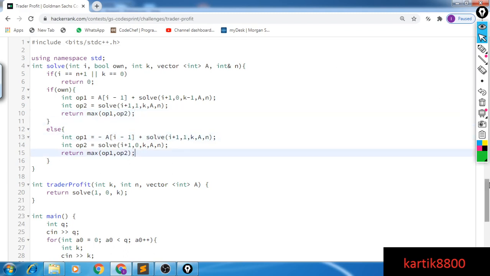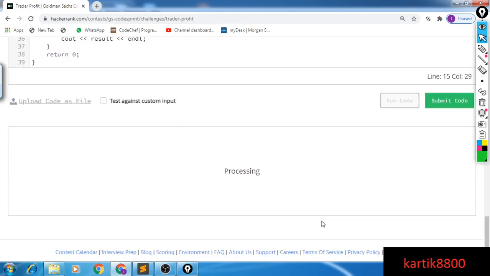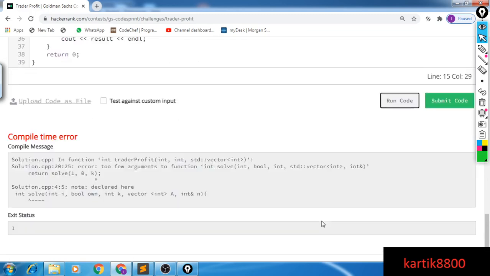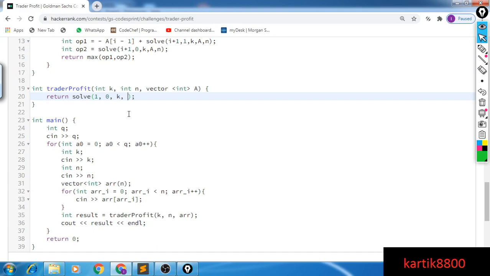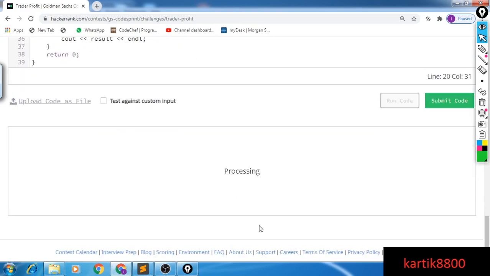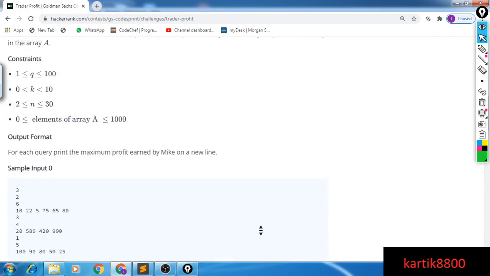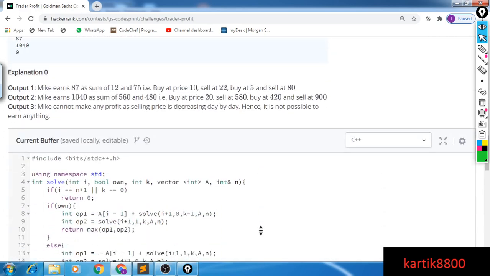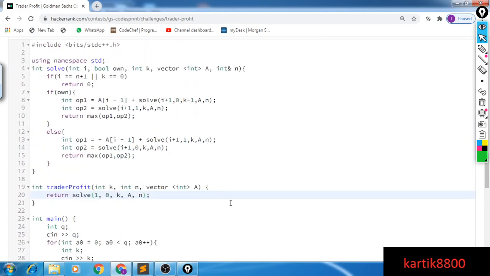Although the complexity is exponential, the code should work. So let's just try and run it, and we'll optimize it by adding dynamic programming to it. Too few arguments. Okay, I should pass A and N. Yeah, so it's passing, but if I submit the code, I'll get a TLE. So let me optimize that, since currently the time complexity is 2 power n, I guess, or even worse.